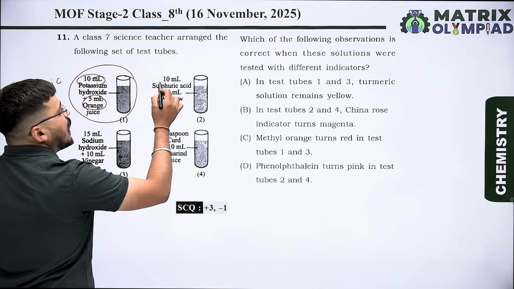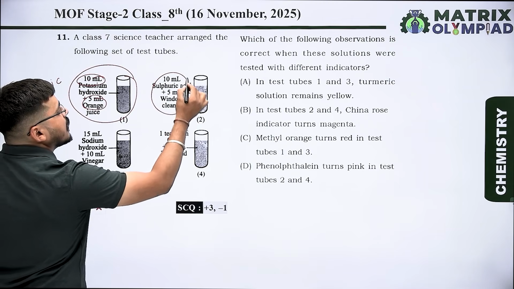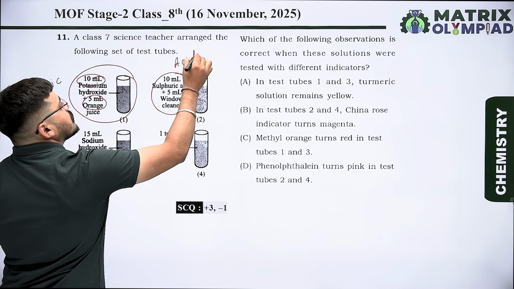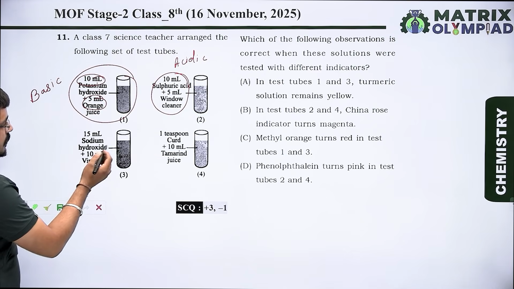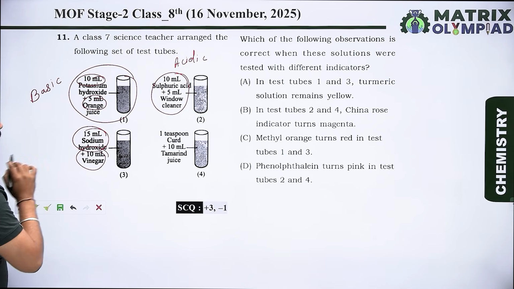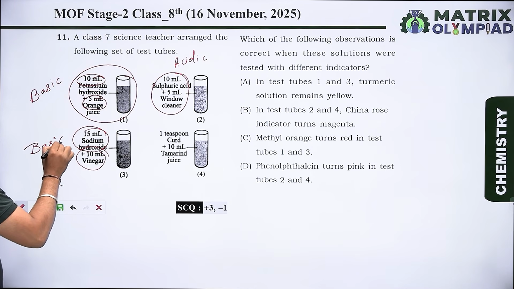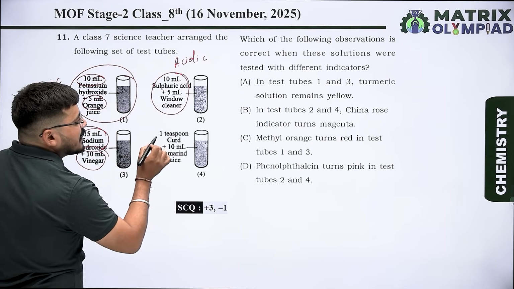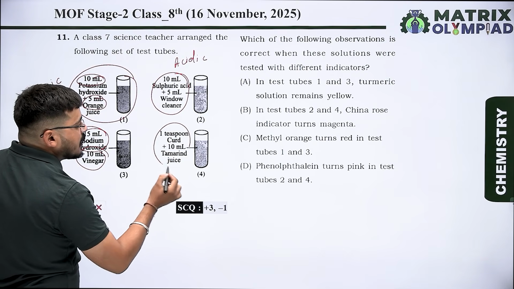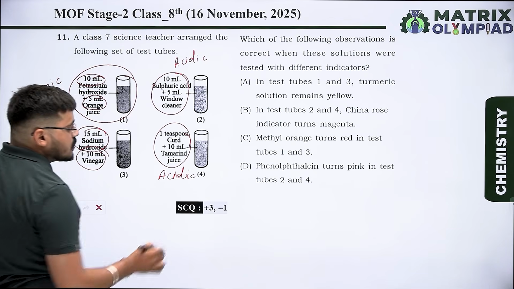10 ml of sulfuric acid and 5 ml of window cleaner will make an acidic solution. In the third picture, 15 ml of sodium hydroxide and 10 ml of vinegar will make a basic solution. And 1 teaspoon curd and 10 ml of tamarind will make an acidic solution.